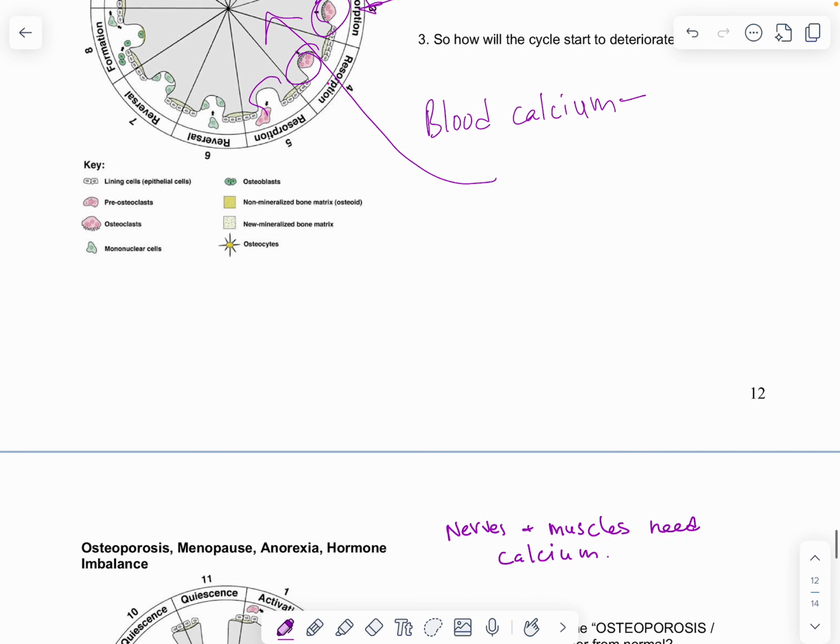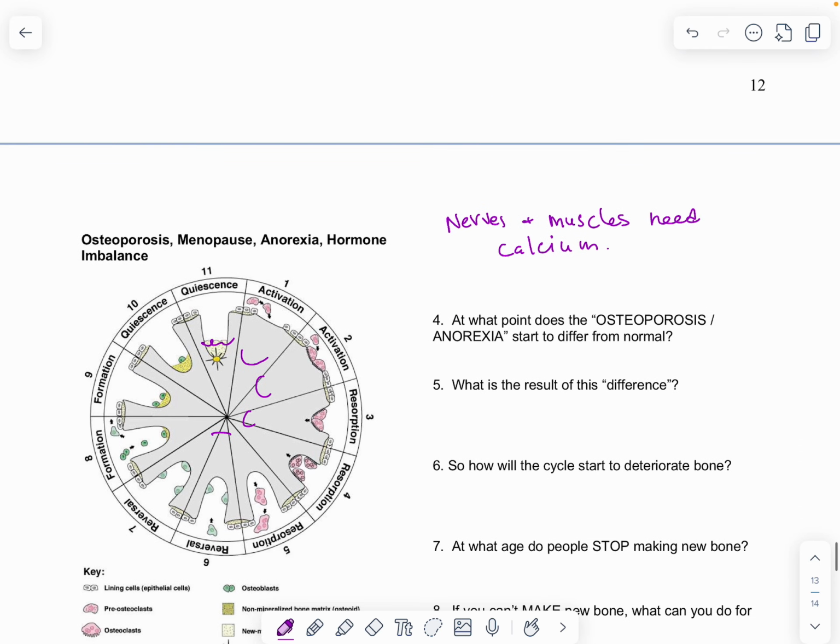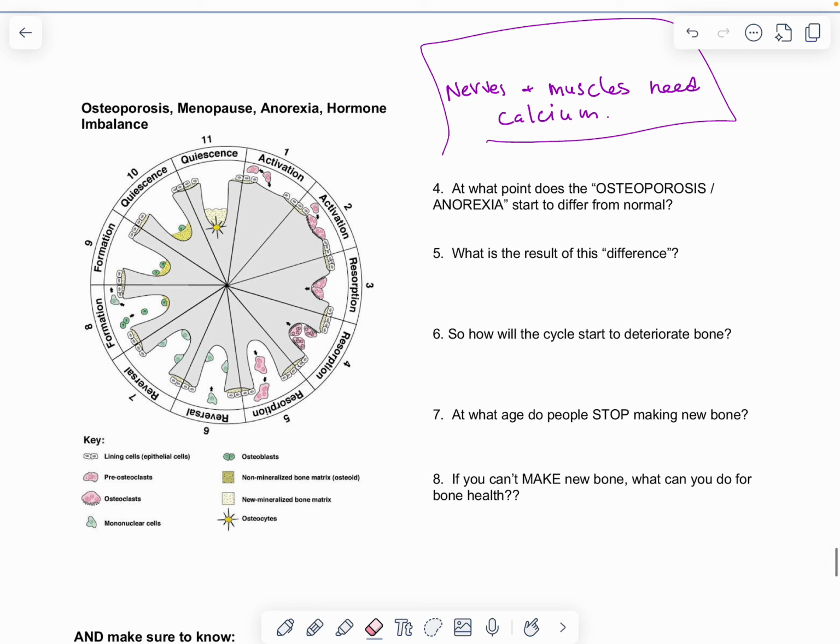But now let's go down here. Again, nerves and muscles need calcium. If we take a look at this one, just look at it. This is somebody in menopause. So women over about age 45 to 50, 55 start menopause, anorexia or a hormone imbalance. So remember that vitamin A where we had osteoblast, osteoclast, that could lead to a hormone imbalance too. But take a look at it.